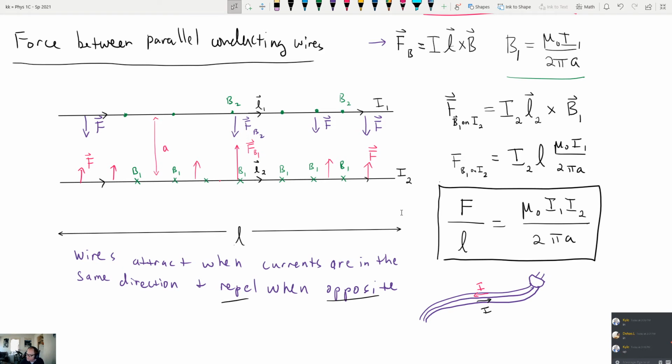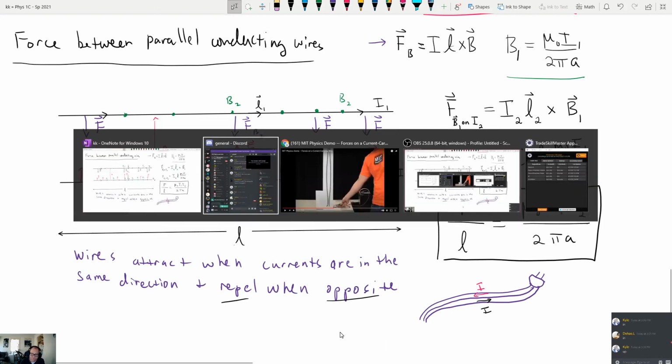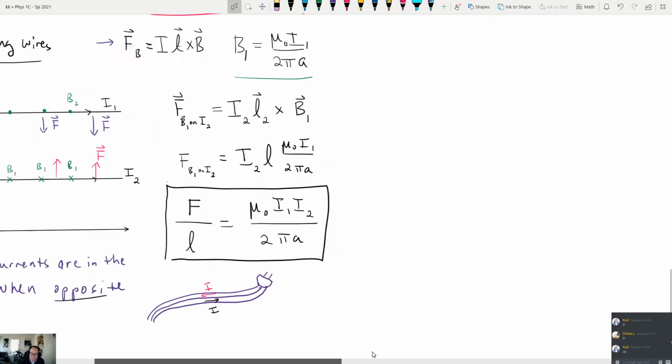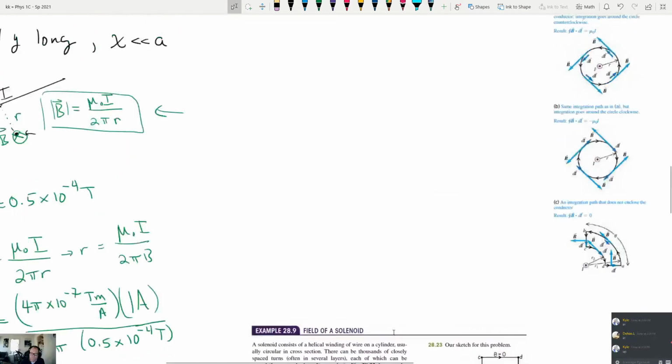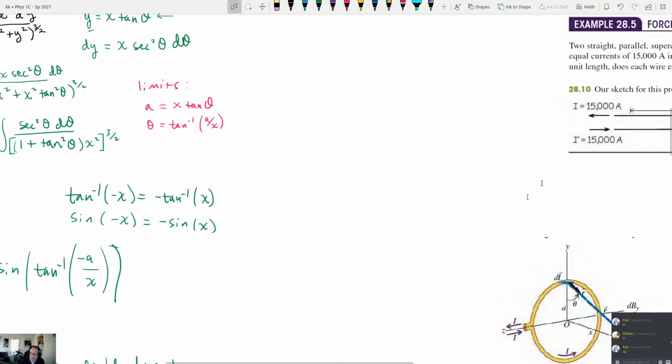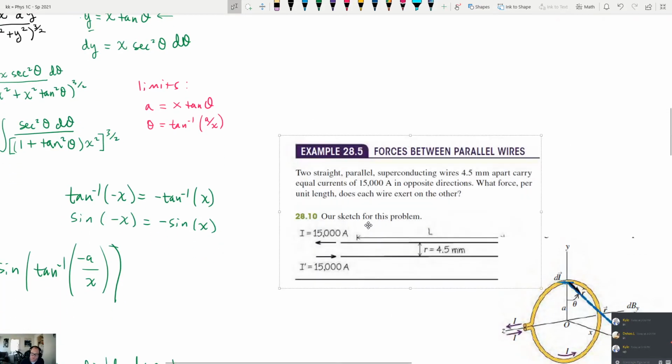Okay, so do we have time to do some more stuff? I think we do. Are we on Ampere's law? Oh, well, we could do this. Let's do this calculation real quick.